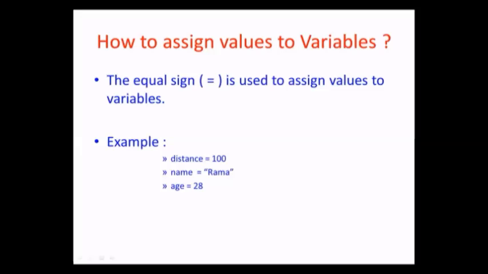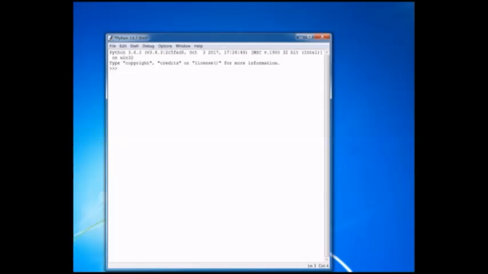Okay. Now let us see the example here. Open the IDE, Python IDE. Distance equal to 100. Here distance is the variable name and 100 is the variable value. We can now print distance. It means we are asking the variable value of distance. It gives the answer 100.